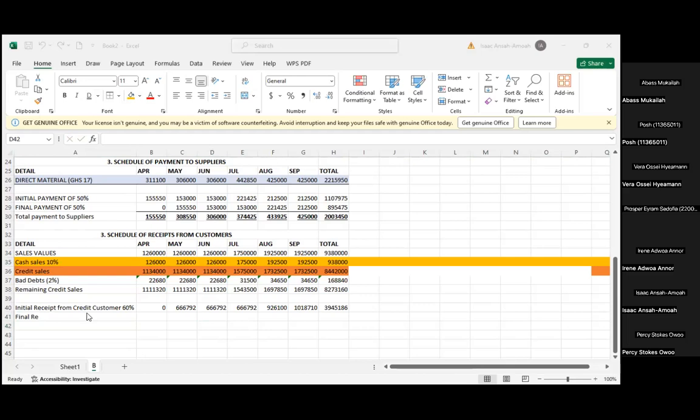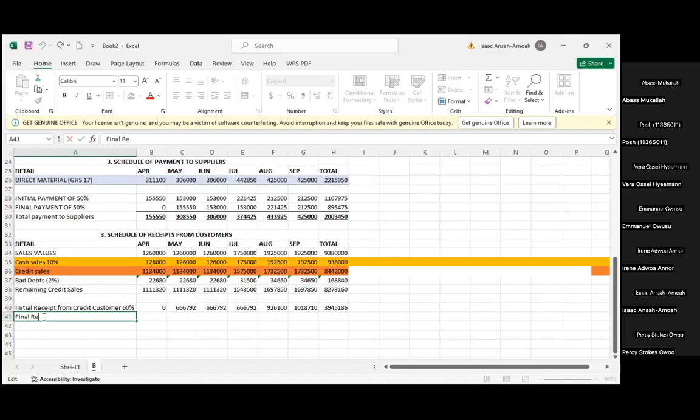38% instead of 40 because there was a bad debt. No, it will still be 40%. It will still be 40 because we have the remaining balance. We've already deducted the 2% and we have a remaining credit sales. Yes. Okay. But could you have done it directly, like 60 and then 38%? That would be wrong. If you do that, there will be 2% left.